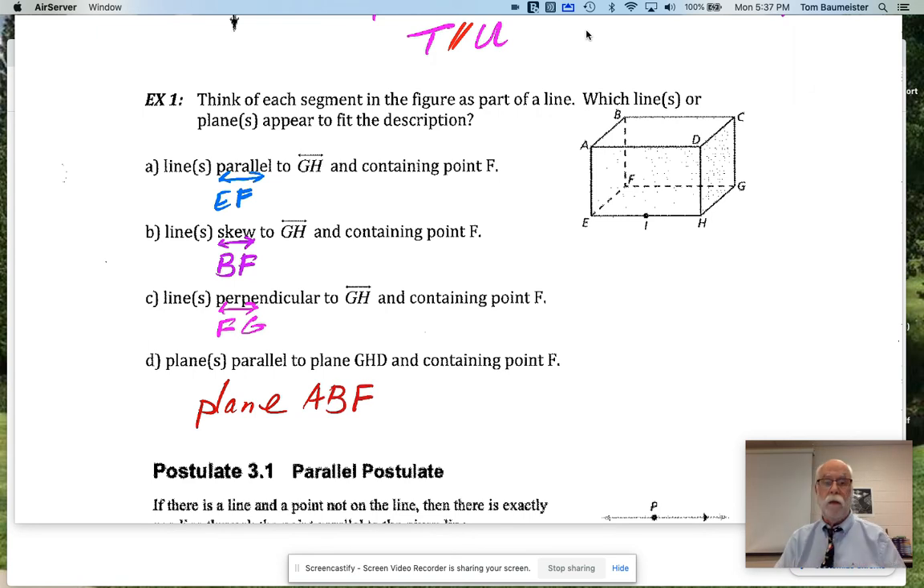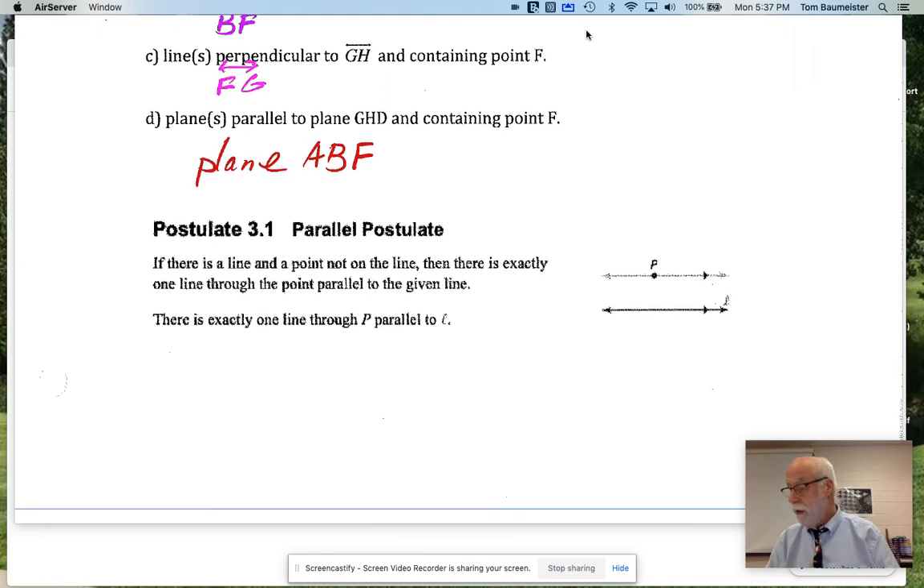Remember, you could have used any 3 of those ones there. All right, here's another postulate. If there is a line and a point not on the line, then there is exactly one line through the point parallel to the given line. So what it's saying is there is exactly one point P, and we can only draw one line that is parallel to it. If I even just did a little one like this, it is not parallel, all right? There's only one, always, okay?